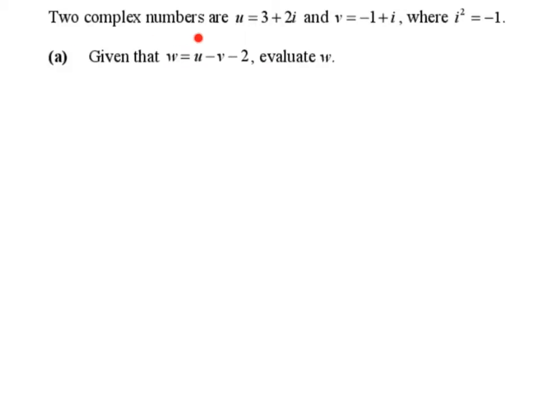Two complex numbers are u, which equals 3 plus 2i, and v, which equals minus 1 plus i, where i squared equals minus 1. Part A. Given that w equals u minus v minus 2, evaluate w.